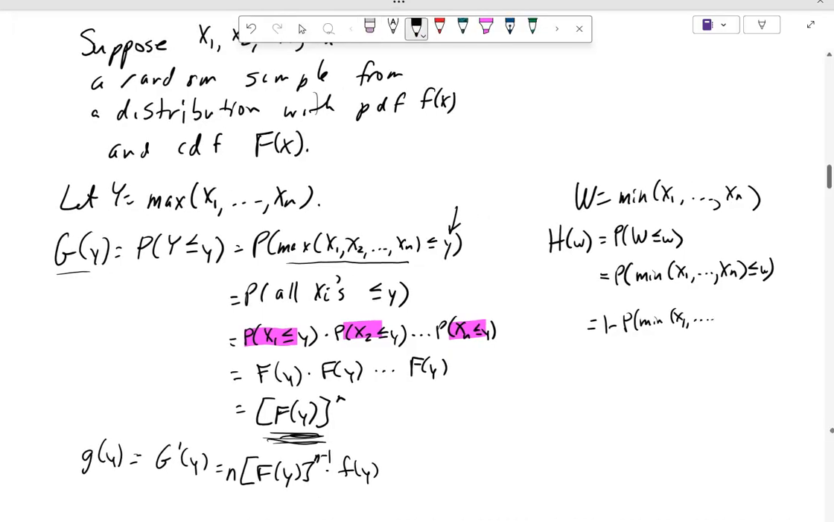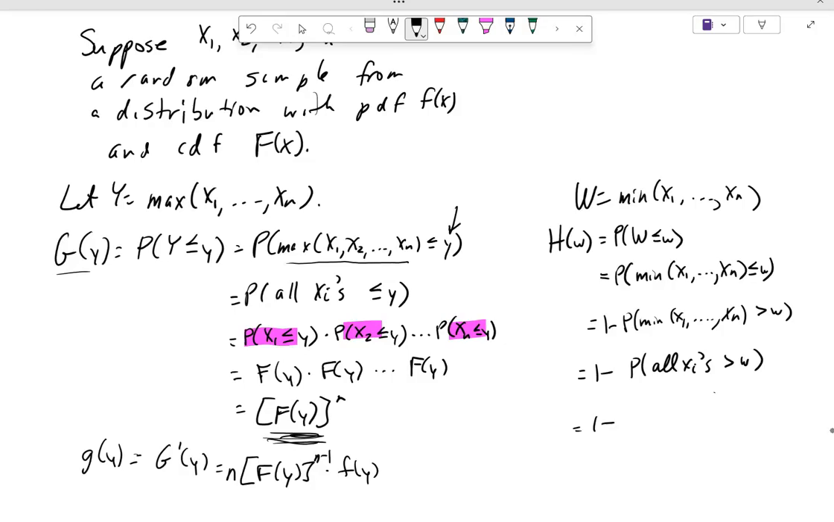So if I do the minimum, that the minimum is greater than W, that would be the complement, right? Now can I make a similar statement? If I know that the minimum is greater than a number, do all of them have to be greater than that number? Yeah, I can make a similar statement, right? So this is now 1 minus the probability that all of the x sub i's are greater than W. And now I have an and statement again, don't we?